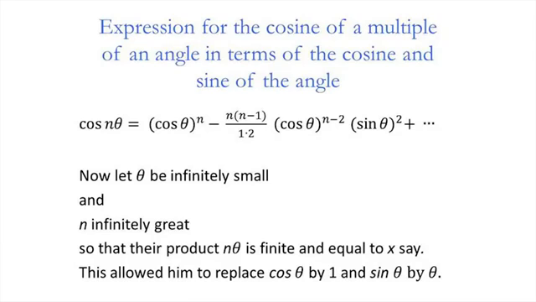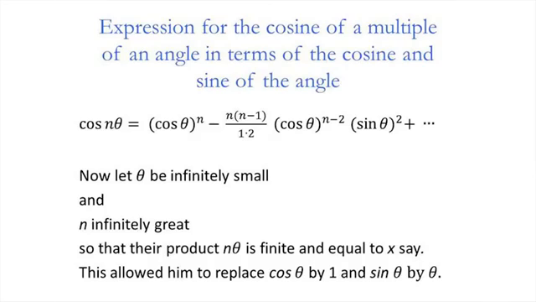Now watch Euler at work, consummate mastery. He says, now let theta be infinitely small, and let n be infinitely great, but that's not all, in such a way that their product remains finite and equal to some number x. So let one of them get smaller and smaller, the other get larger and larger, but all of the time, the product of the two of them always gives you x.